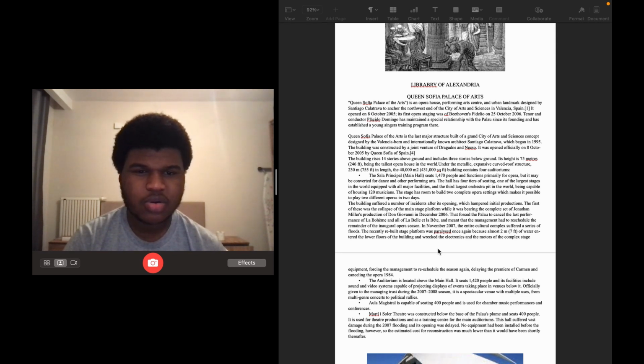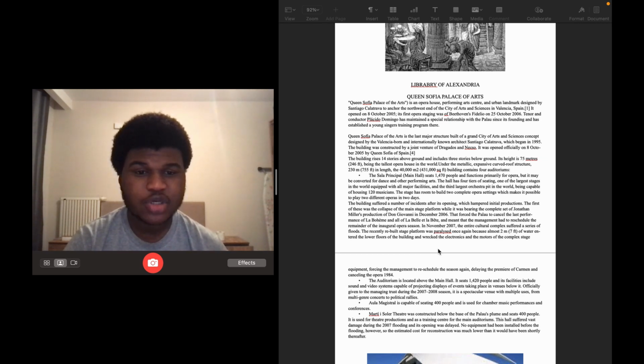Tenor and conductor Placido Domingo has maintained a special relationship with the Palau since its founding, and has established a young singers training program there. Queen Sofia Palace of Arts is the last major structure built of the grand City of Arts and Sciences concept designed by Valencia-born and internationally known architect Santiago Calatrava, which began in 1995. The building was constructed by a joint venture of Dragados and Nexo. It was opened officially on 8 October 2005 by Queen Sofia of Spain.